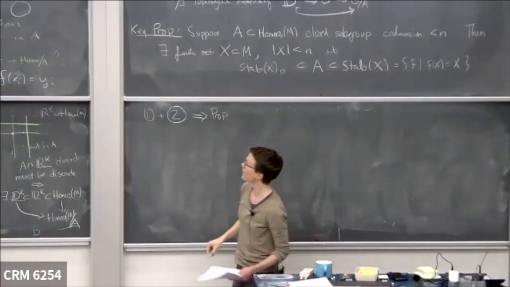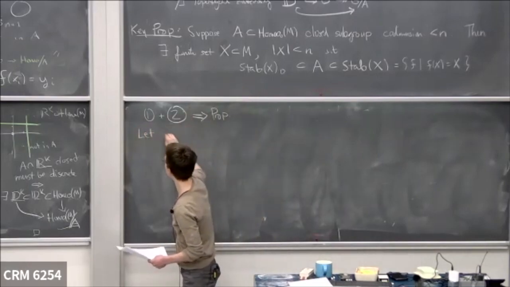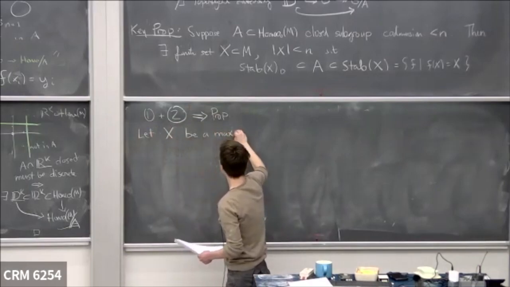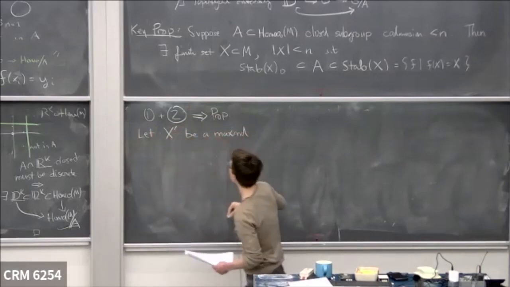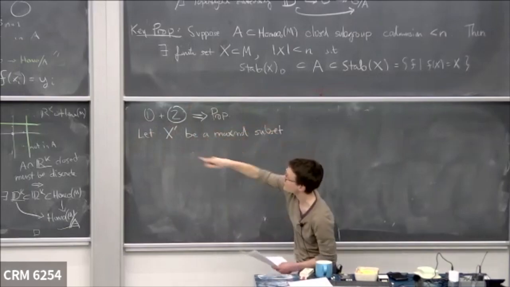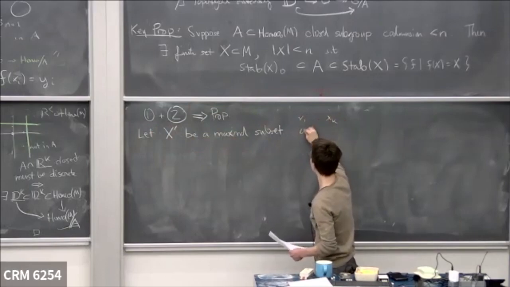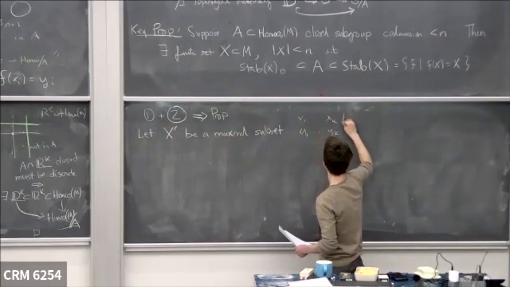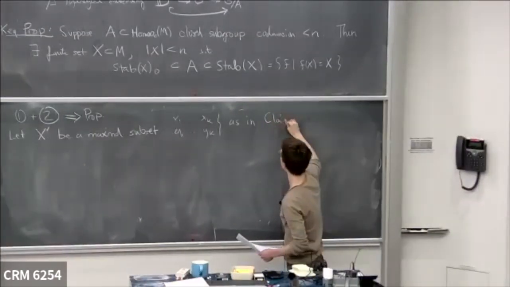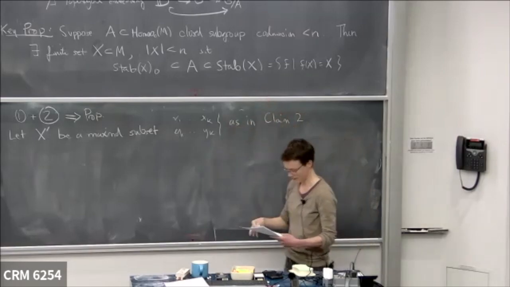Okay, so I'm trying to find this x. So I'm going to say, let x prime be a maximal subset of that form x1, ..., xk, y1, ..., yk, as in claim 2. This is x prime. I don't claim it's the x I'm looking for. Okay.